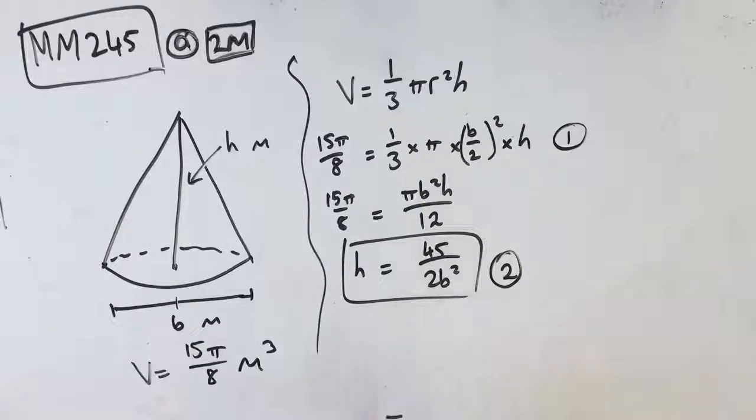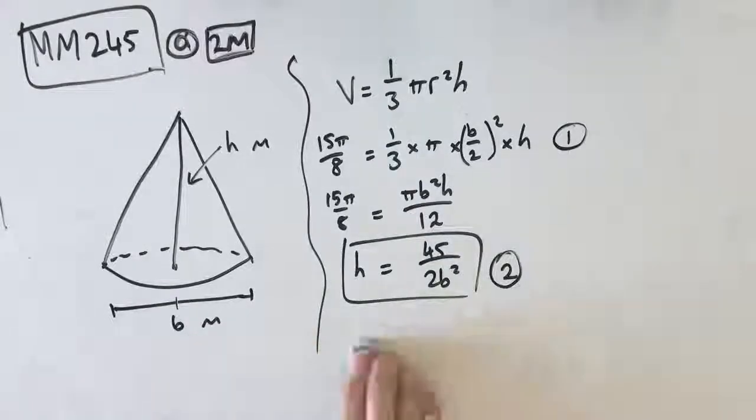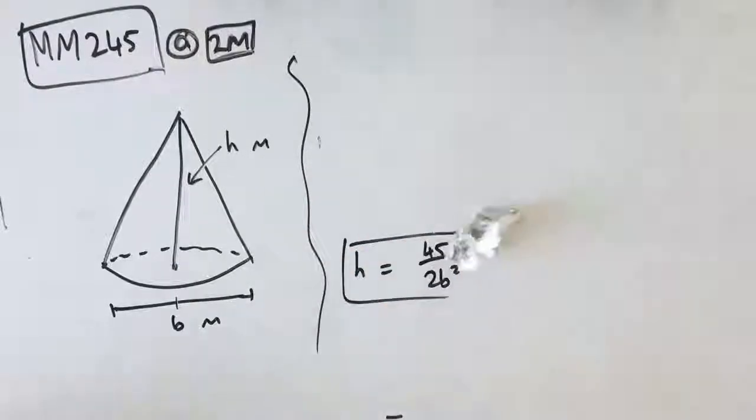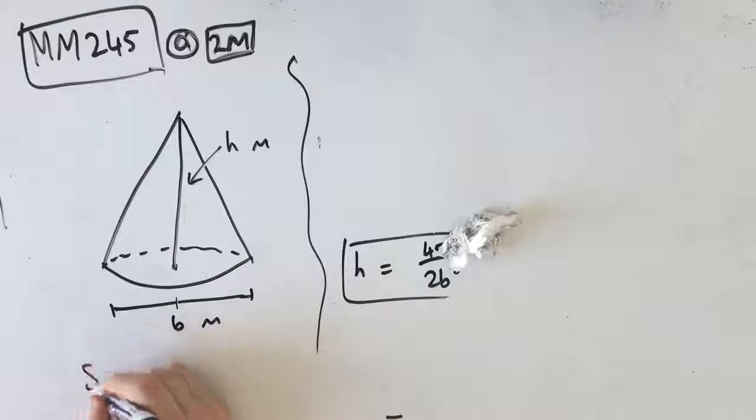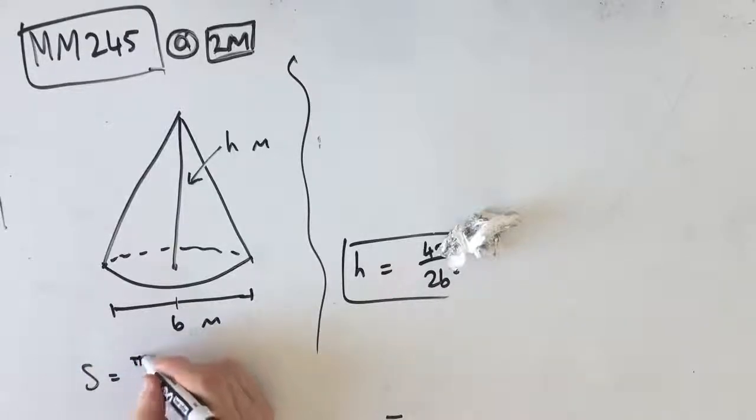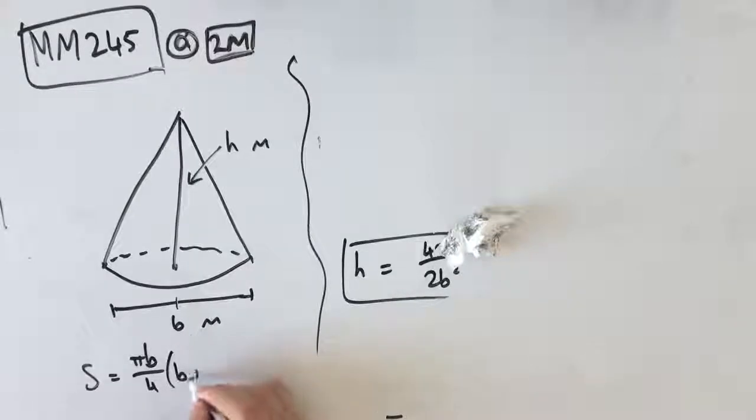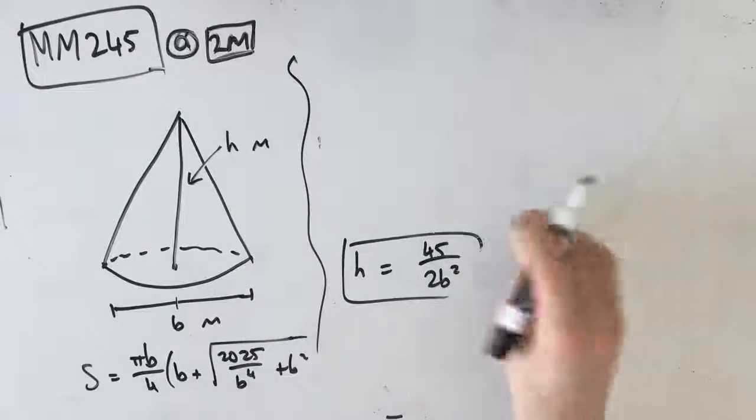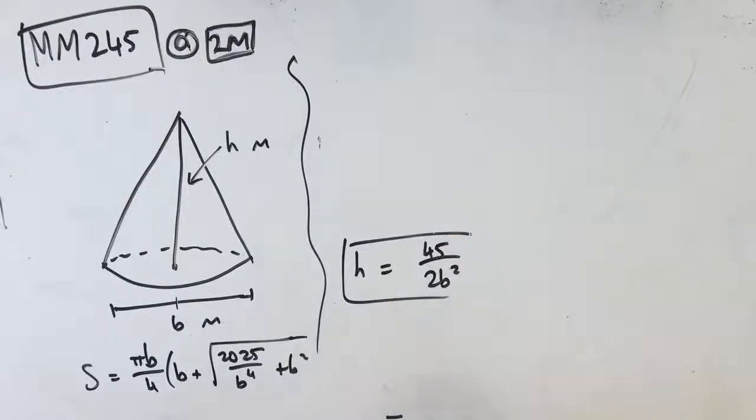Let's move on to part B. Part B is now talking about surface area. So part B tells us to show that the surface area is equal to S, so S equals πb/4 times the square root of 2025/b⁴ plus b squared. And that's what we're going to try and find out.